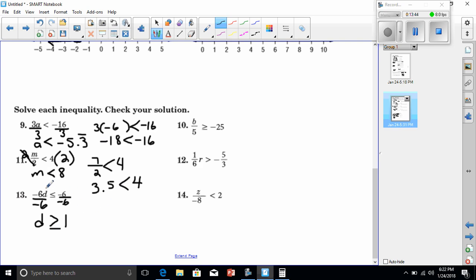And let's put that back in our problem. That would be negative 6 times 1, going to be greater than, or sorry, we have to go by the original problem, is going to be smaller than or equal to negative 6. And is that true? Well, absolutely right, because this would be negative 6, and we can say that it is equal to negative 6.